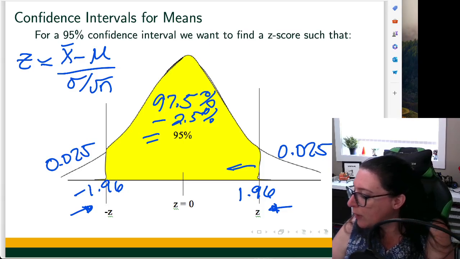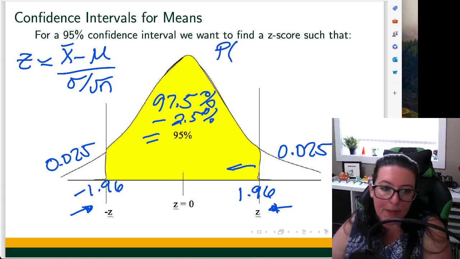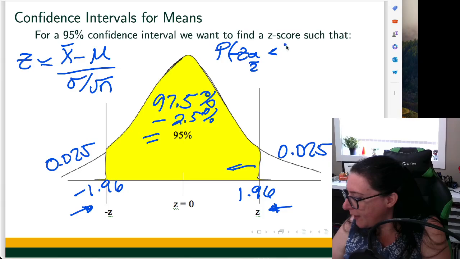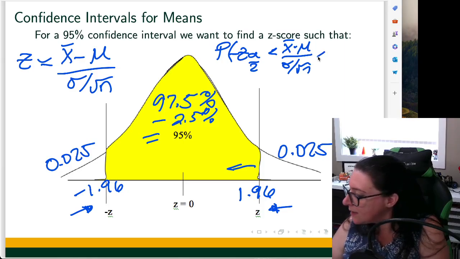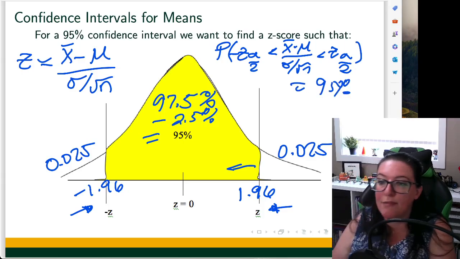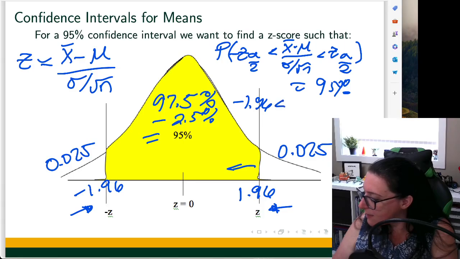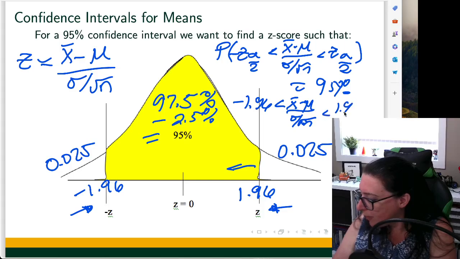Okay. So when we're looking at our confidence interval, what we're saying is the probability that negative z alpha divided by 2 is less than (x bar minus mu) over (sigma over the square root of n), which is less than z alpha divided by 2. And we're doing that with a probability of 95%. So this negative z alpha over 2 is that negative 1.96, and 1.96 on the other side, all equal to 95%.